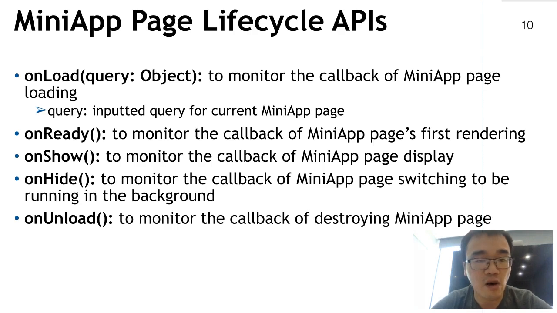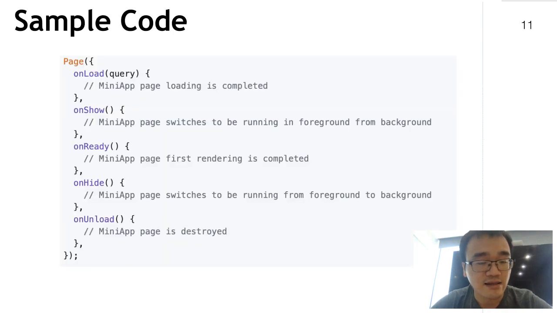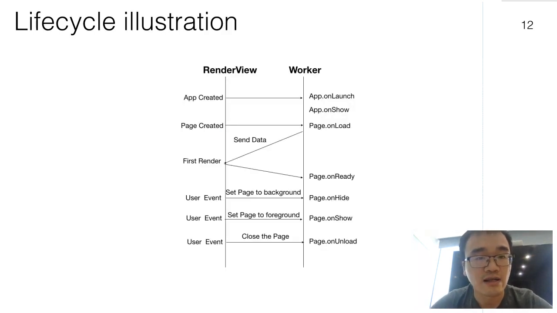And it has the onShow to monitor the callback of MiniApp page display. And it has the onHide to monitor the callback of MiniApp page switching to be running in the background. And the last is the onUnload to monitor the callback of destroying the MiniApp page. And in slide 11, it also lists the sample code. It's very simple and very easy to understand.